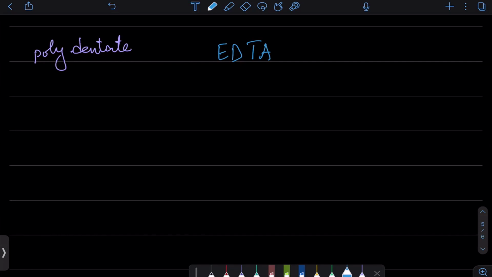So it's kind of like this. The metal ion is in the center. And it can make 6 bonds, obviously. And EDTA is going to do that. EDTA is going to bond with one with oxygen, another with oxygen, one with nitrogen, another with nitrogen, another with oxygen, and another with oxygen.